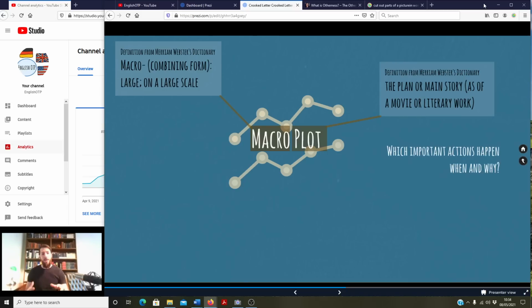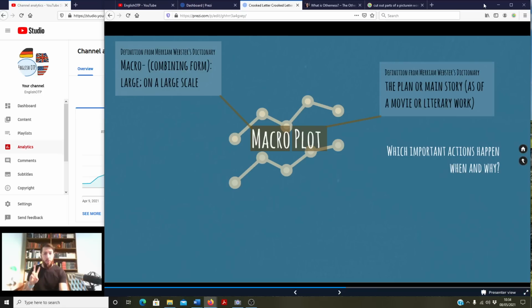If we look for the macro plot, we have to ask ourselves which important actions happen. Which actions are most important for the overall plot, when do they happen, and why do they happen? As I said, things on the side like the shooting of M&M are not really important for the outline of the whole novel. I talked about this in an earlier video, and I'm going to put a link in the description that you can click on, when I talked about what really drives the plot in Crooked Letter.